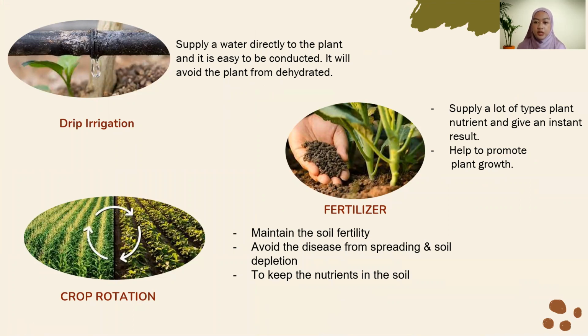So there is no possibility for the plant to be dehydrated because of low water supply or dry conditions. Drip irrigation will ensure the soil keeps its moisture, to maintain the moisture of the soil.